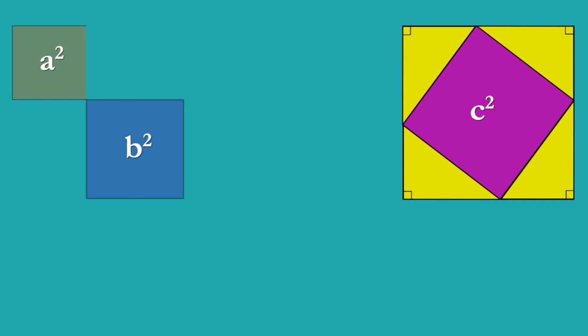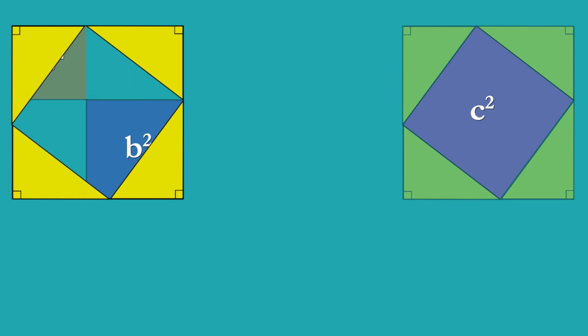On the right-hand side, I have c squared plus 4 triangles. Those triangles are exact copies. They all have exactly the same area as our original triangle. I'm now going to copy those 4 triangles, not changing their size or shape at all. I'm going to copy them and move them over to the left-hand side. So I've moved them over to the left-hand side, and we can see that they don't fit.